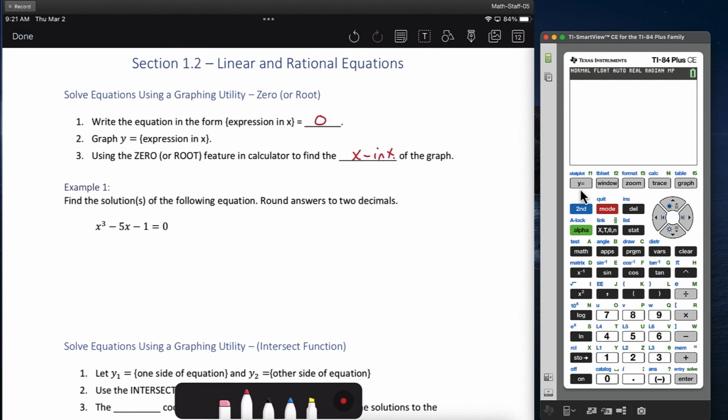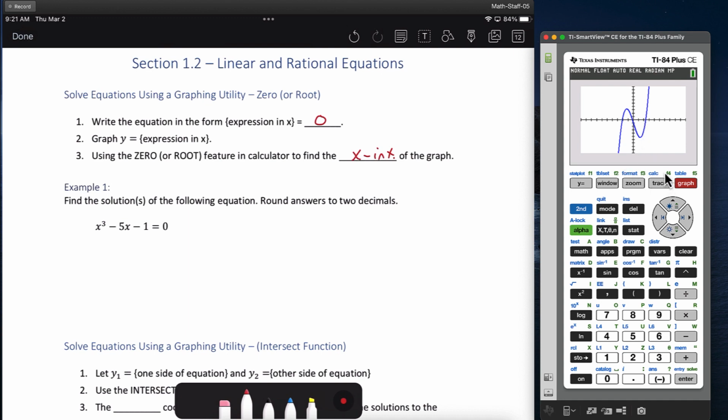So in our first example, we'll go to y equals and type in the equation x cubed minus 5x minus 1. Notice that the equation was already set equal to 0 for us, so we're just going to take that expression and plug it into the calculator beside y1. And now we can graph it, and we're looking for these x-intercepts.